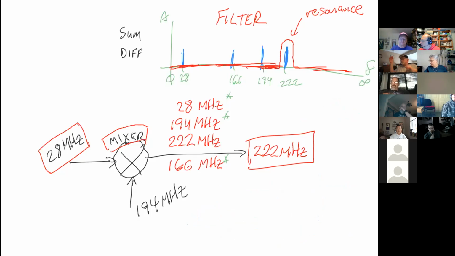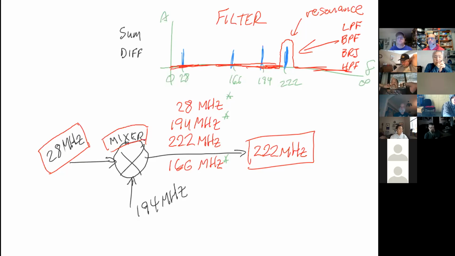Okay, so now, what kind of filter would this thing up at the top be? So our choices are a low pass filter, a band pass filter, a band reject filter, or a high pass filter. The band pass. That's exactly right. Because we've now selected those capacitors and inductors so that it passes just that band of frequencies.